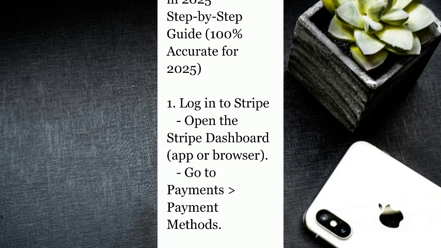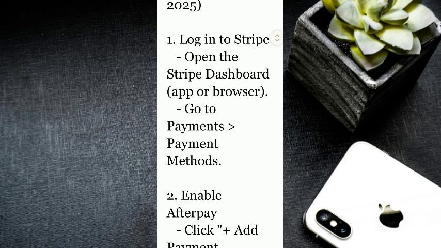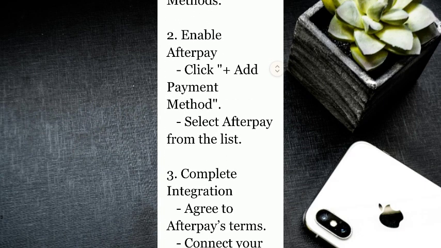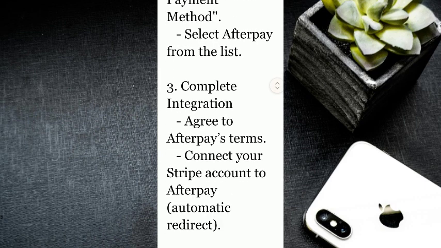The first thing you need to do is log in to Stripe, open the Stripe dashboard on the app or browser, then go to Payments and then tap on Payment Methods. Next, you have to click on Add Payment Method and select Afterpay from the list.